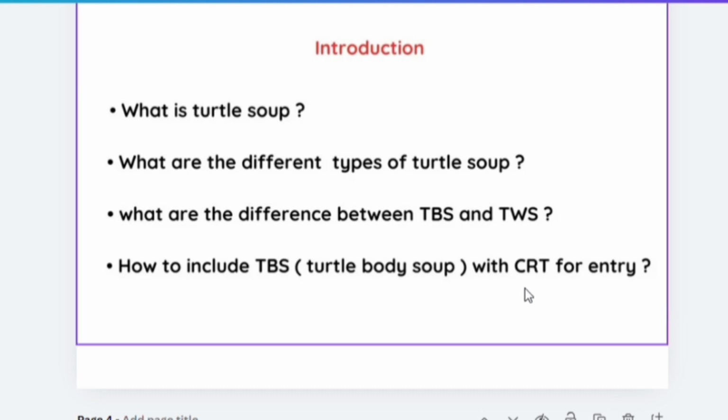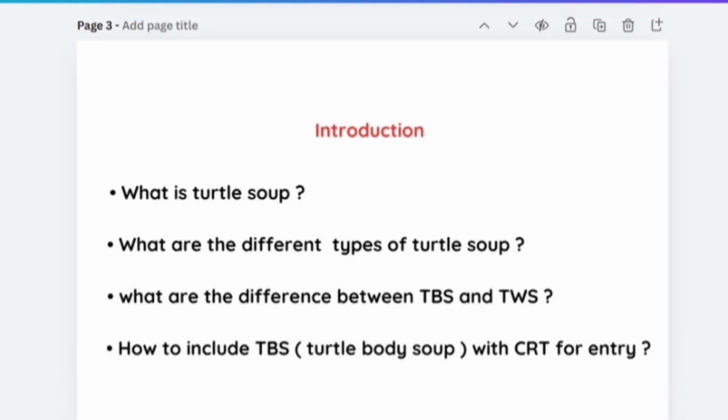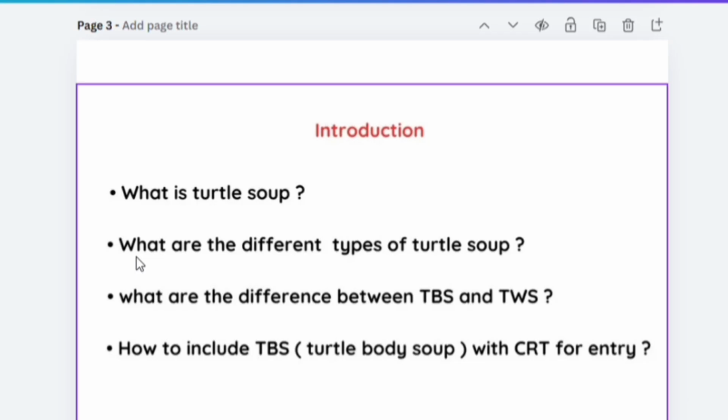These are the 4 things that we are going to be treating in this particular video. First of all, we're talking about what is turtle soup, the different types of it, and what the differences are between TBS and TWS. I'm going to also tell you guys the full meaning of TBS and the full meaning of TWS. Then we'll be talking about how to include the TBS, which is the turtle body soup, with CRT for your entry. After treating these 4 highlighted areas, we'll be done with this video.